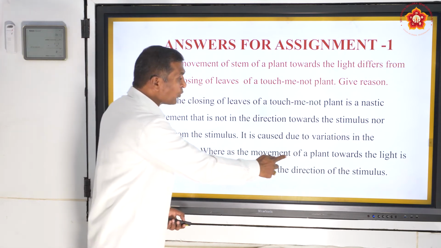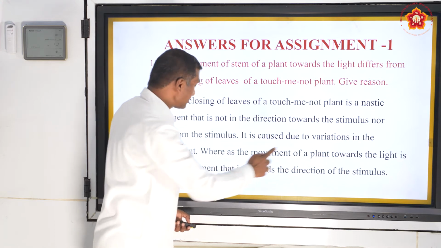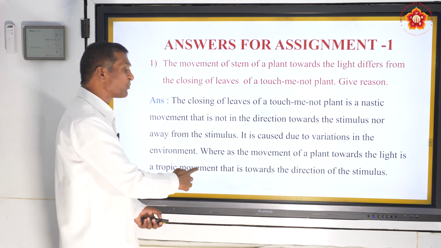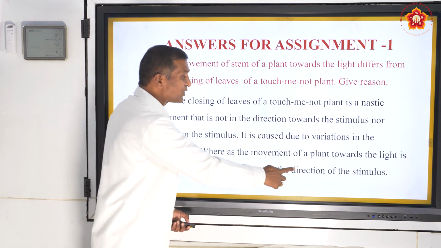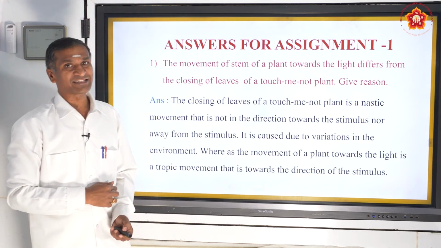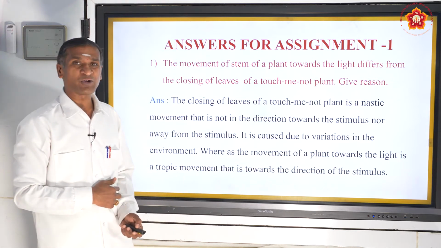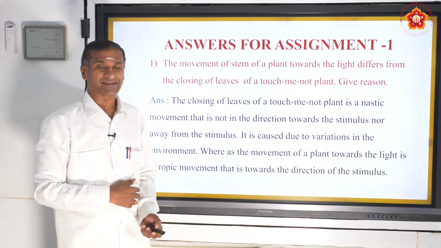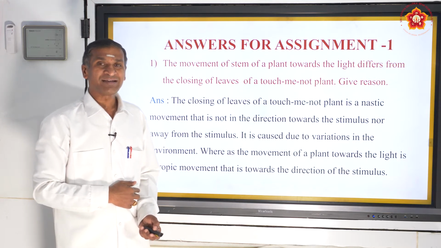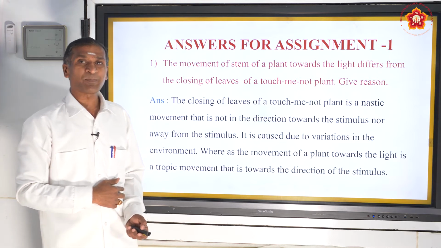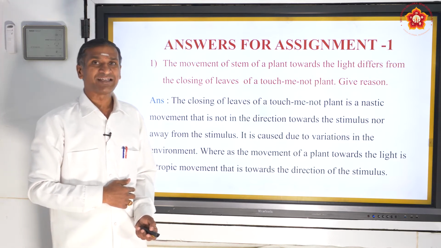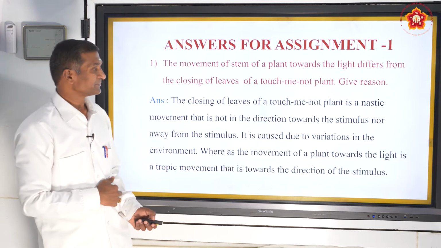Whereas, the movement of a plant towards the light is a tropic movement, that is, towards the direction of the stimulus. Hope all of you have written the correct answers. In short, the touch-me-not plant shows a nastic movement, whereas the plant growing towards light shows a tropic movement.